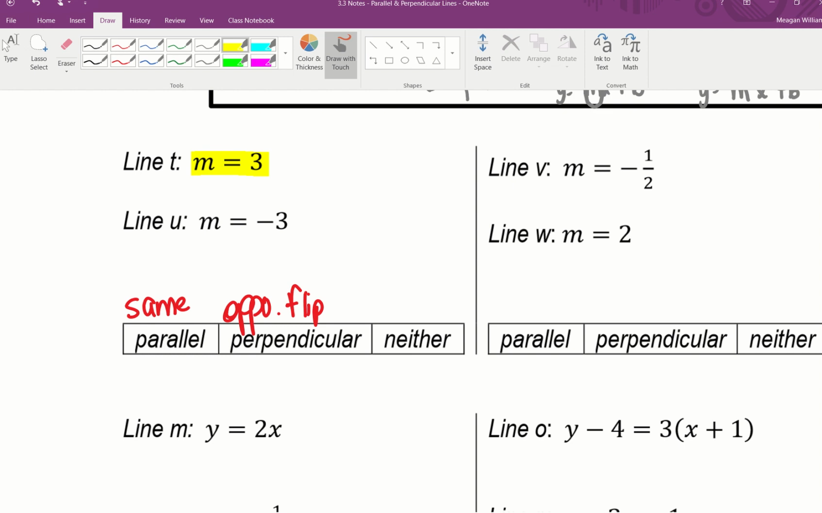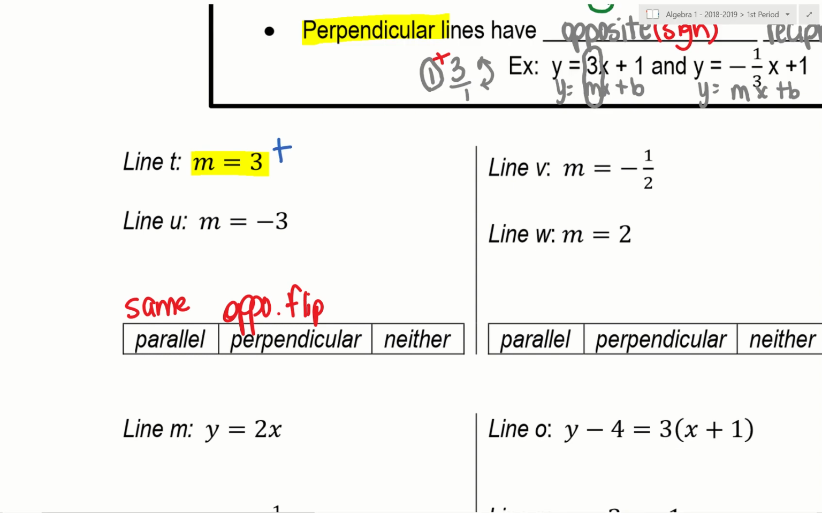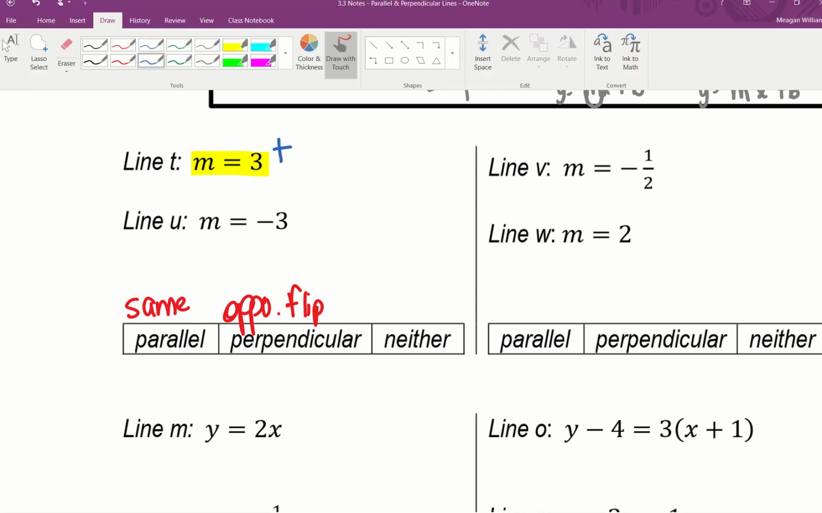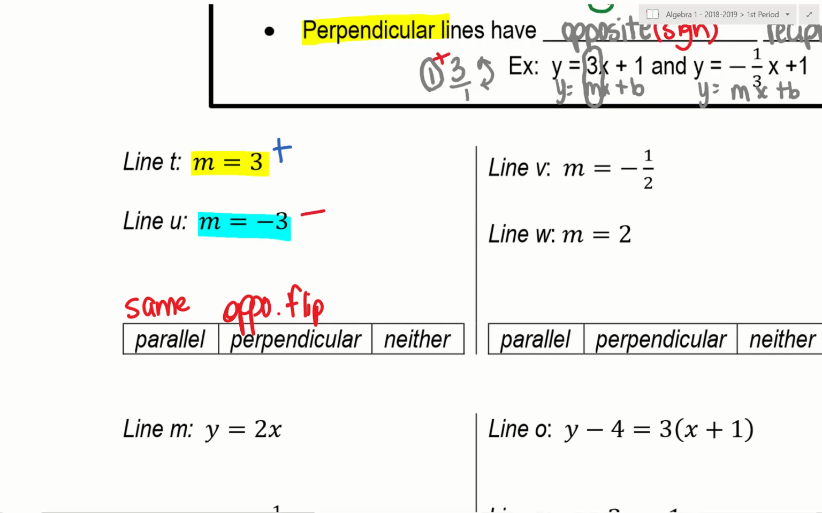Okay? So now let's go back and look at line T's slope. It's 3, so this is going to be a positive slope. And then if we look at our next line, we've got a negative slope. So they're definitely not the same. I can get rid of parallel. But one is positive, one is negative, so that means they are opposites. But now I have to see if they're flipped. So the first slope is 3/1. The second slope is 3/1. That has not been flipped. So since it's not opposite and flipped, it can't be perpendicular. The only other option is neither.